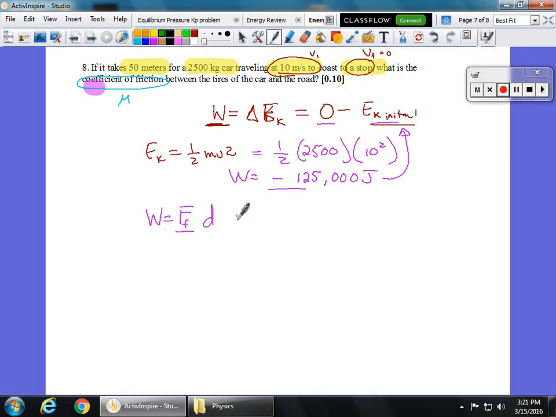We don't really need it to solve the rest of this problem. So let's substitute in 125,000 joules is the work, is equal to the force of friction times the distance. The distance was given to us in the problem back up here. That's the 50 meters. So if 50 meters is our distance, that gives us a force of friction of 2,500 newtons. That's our force of friction. Now that's not what this problem is asking for. The problem is asking for a coefficient of friction.